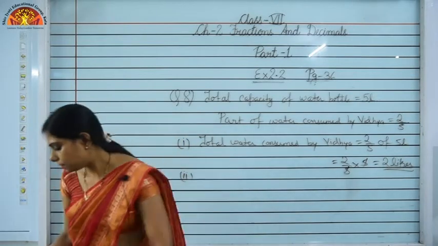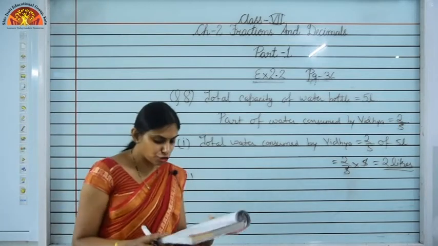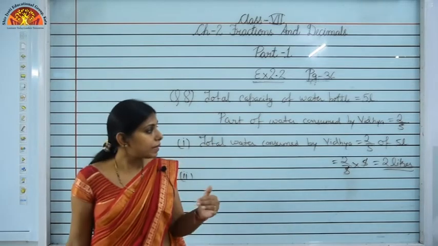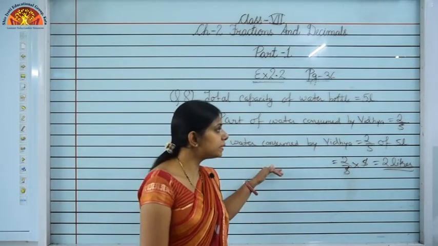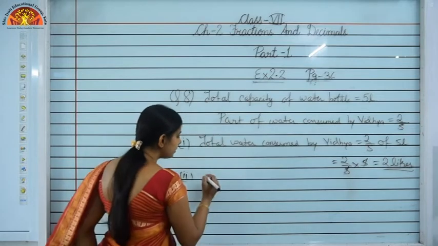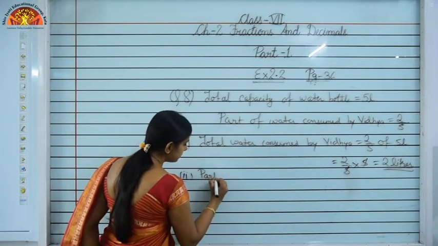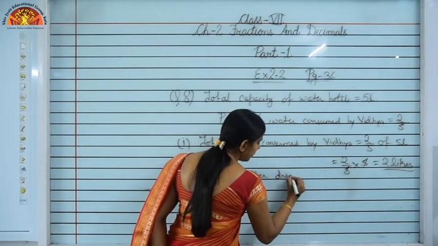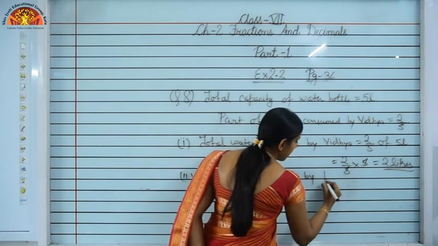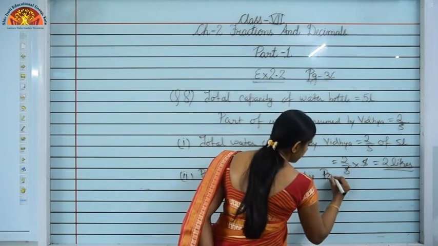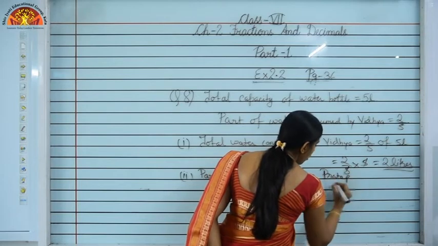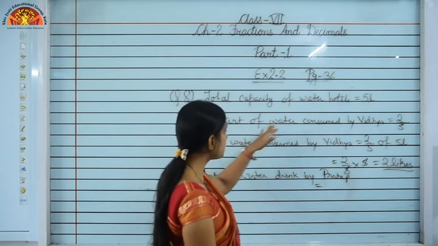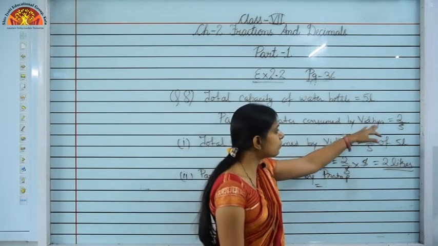Now just see the second part over here. What has been asked? What fraction of the total quantity of water did Pratap drink? Now you have to determine the fraction of water that has been drunk by Pratap. So we can just write the part of water drunk by Pratap. So how much has he consumed? तो टोटल वाटर हमारे पास कितना था? 5 था. Okay, that is 5 liters and the part of water consumed by Vidya is 2/5.